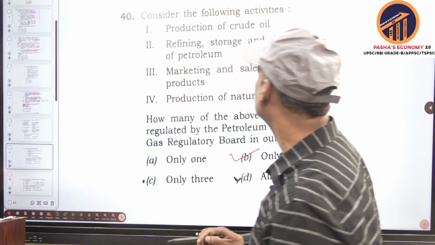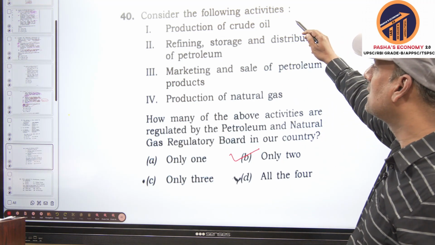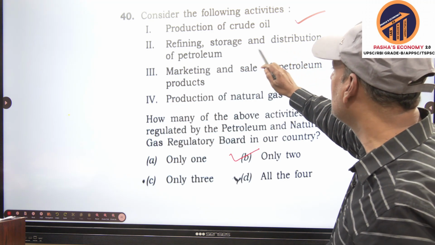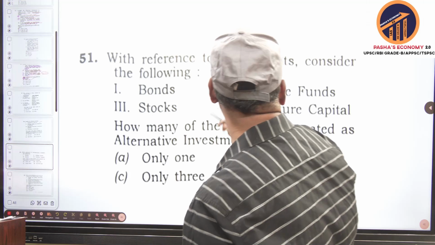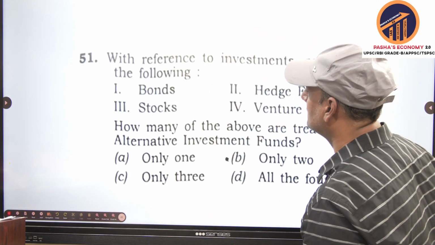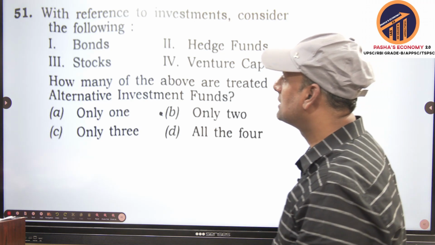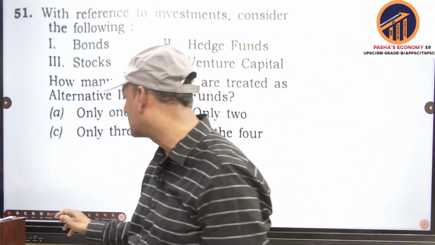Just you can check. Consider the following activities: production of crude oil, and refining. Yes, we'll move to another area to discuss this. Clear, right? So with reference to the investment consideration, the following.